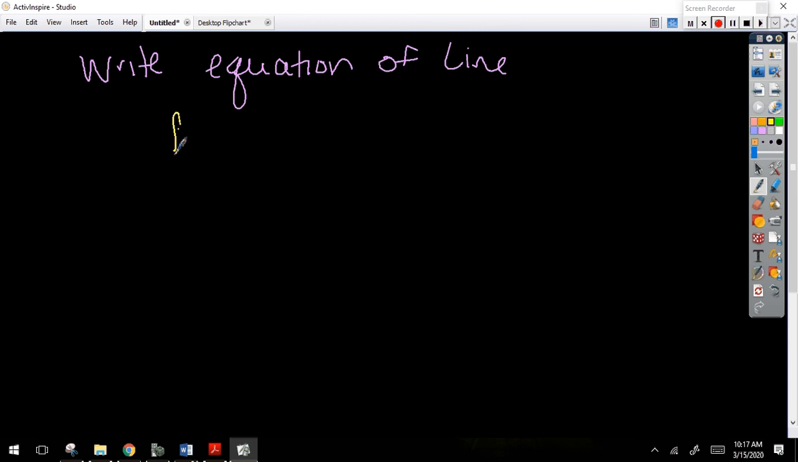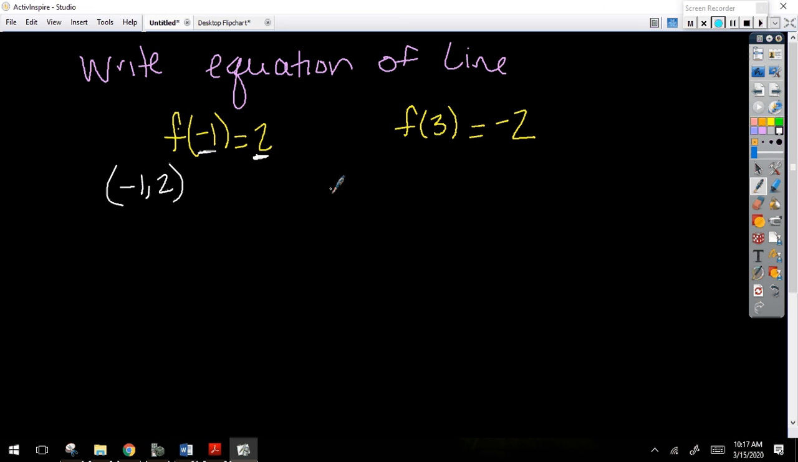Maybe f of x equals, actually not f of x, I'm sorry. F of -1 equals 2, and f of 3 equals -2. Okay, so you have to first understand that what I'm given here is 2 points. This is the x and this is the y. So essentially what I'm doing is writing the equation of a line that goes through this point and goes through this point. And again, we've done this many times.